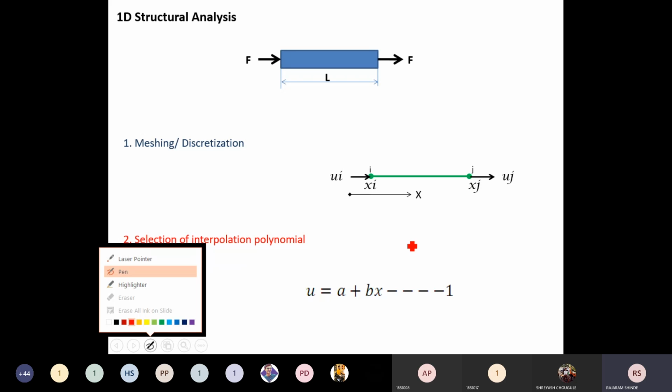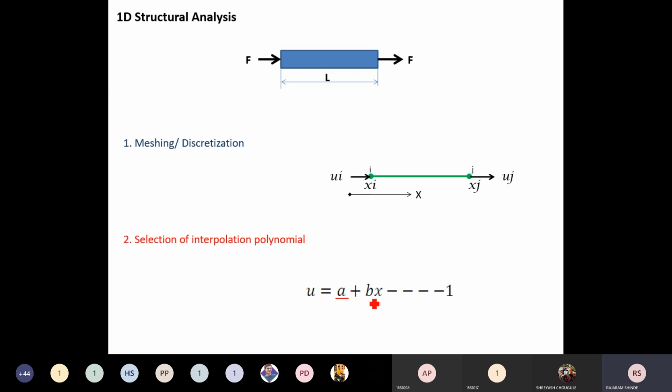Now one more thing I want to tell you here. This a and b, these are the two unknown constants. So if these two constants are unknown, then we cannot find the value of displacement at any point between I and j. That means if A is unknown, B is unknown, we cannot get the value of u at any point between these two nodes. So we have to find the value of A and B.